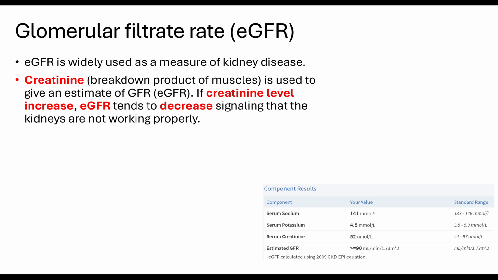Now, creatinine is a breakdown product of your muscles. So you should know about creatine phosphate. Well, creatine phosphate is necessary for the production of ATP really quickly. And sometimes the creatine is broken down into creatinine, and that is then released into the bloodstream. If your creatinine levels increase in your bloodstream, your estimated GFR will decrease. That's signaling that the kidneys are not working properly.